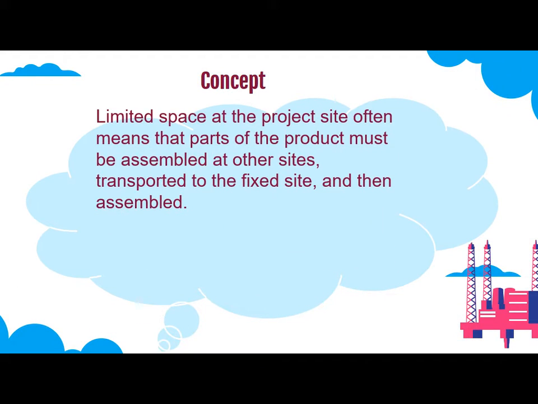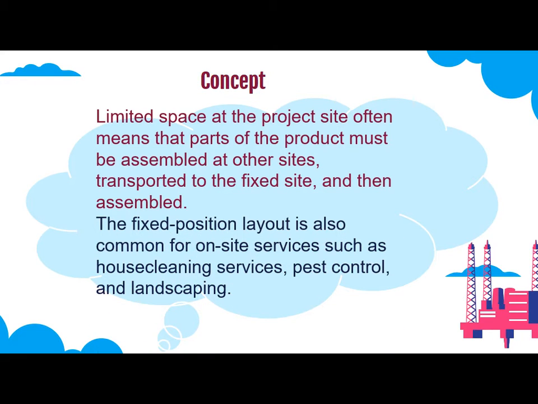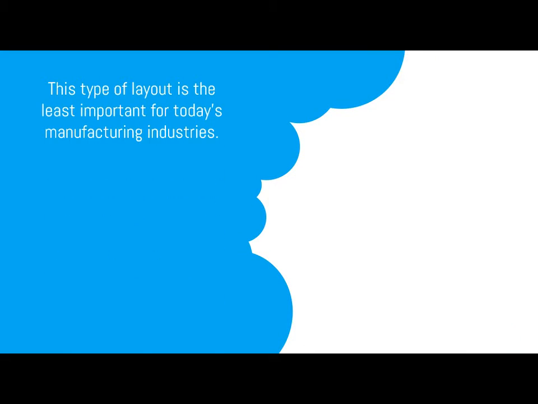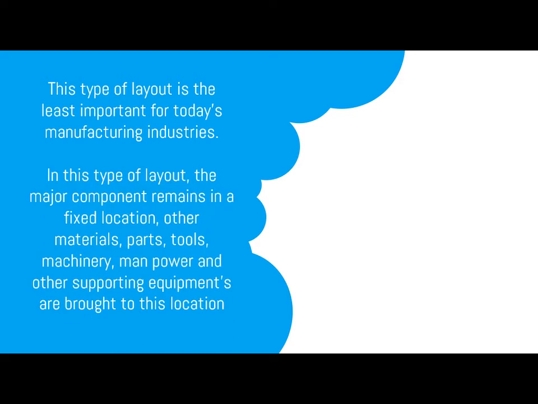Limited space at the project site often means that parts of the project must be assembled at other sites, transported to the fixed site, and then assembled. The fixed position layout is also common for on-site services such as housekeeping services, pest control, and landscaping. This type of layout is the least important for today's manufacturing industries.